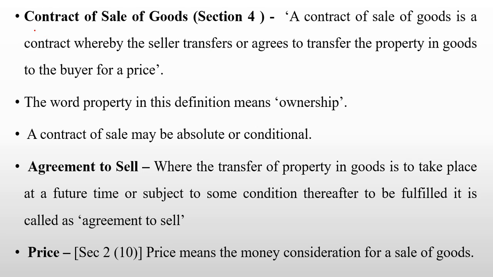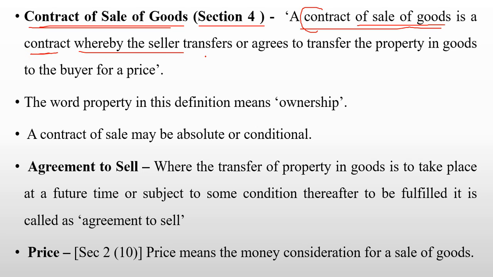Next definition is contract of sale of goods. Contract of sale of goods as per section 4. A contract of sale of goods is a contract whereby the seller transfers or agrees to transfer the property in goods to the buyer for a price.